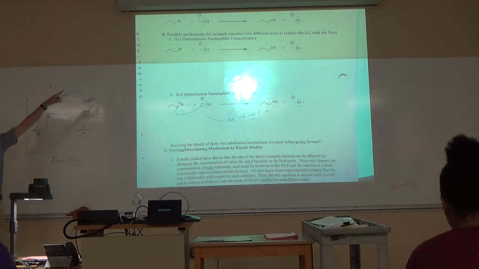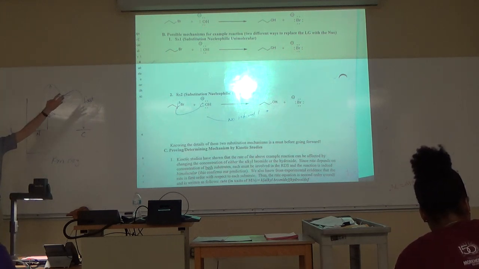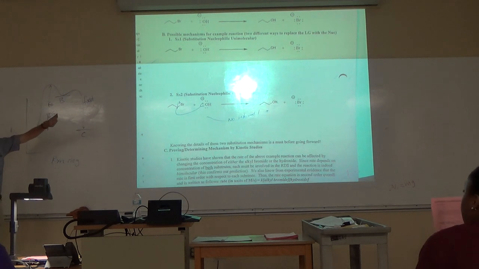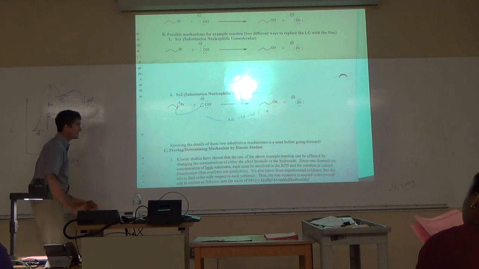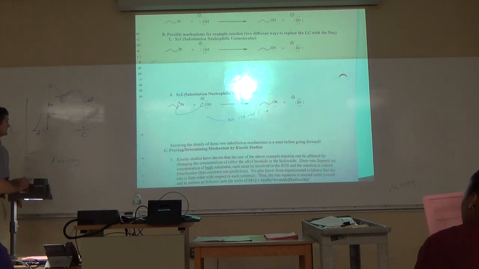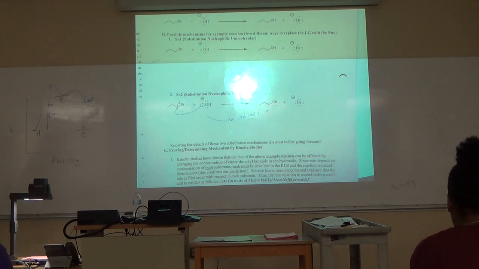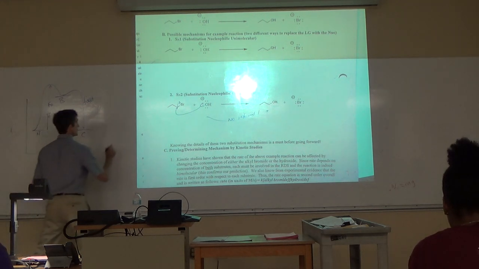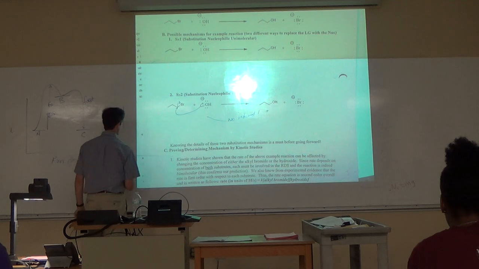The previous mechanism had two elementary steps: forming the carbocation and then nucleophilic addition. How many steps does this have? Okay, one. How many intermediates? Which question do I want to ask? Steps. How many steps in this mechanism? One. Okay, what would the reaction coordinate diagram look like?